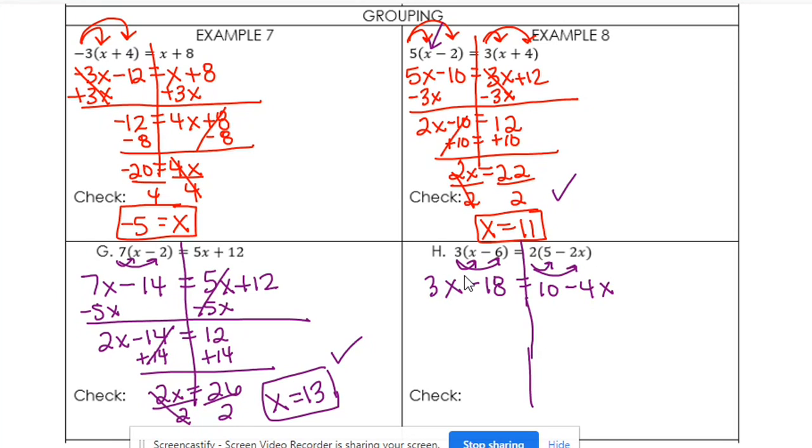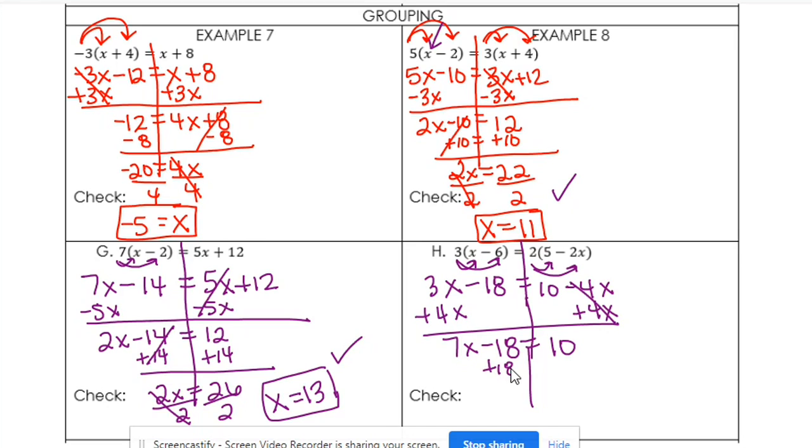So we have 3x, but then we have negative 4x. I didn't see the negative sign. So since it's a negative, we're going to move that one by adding 4x. There we go. So 3x and 4x is 7x. Bring down my minus 18, and I have equals 10 because the negative 4x and positive 4x cancel.